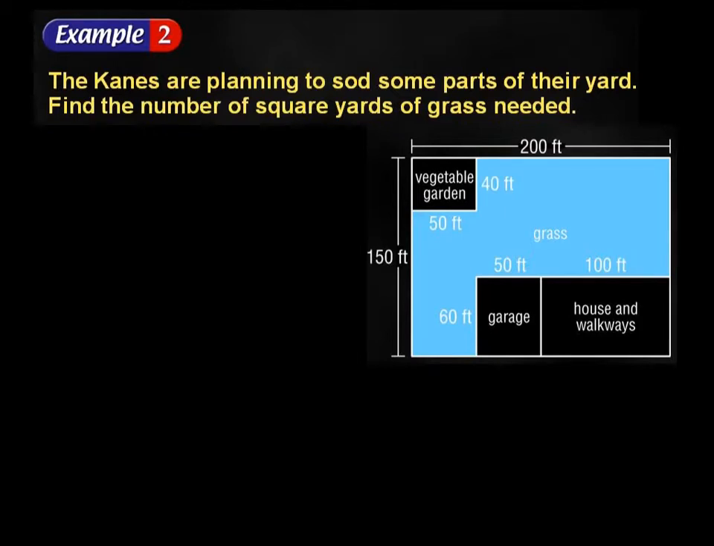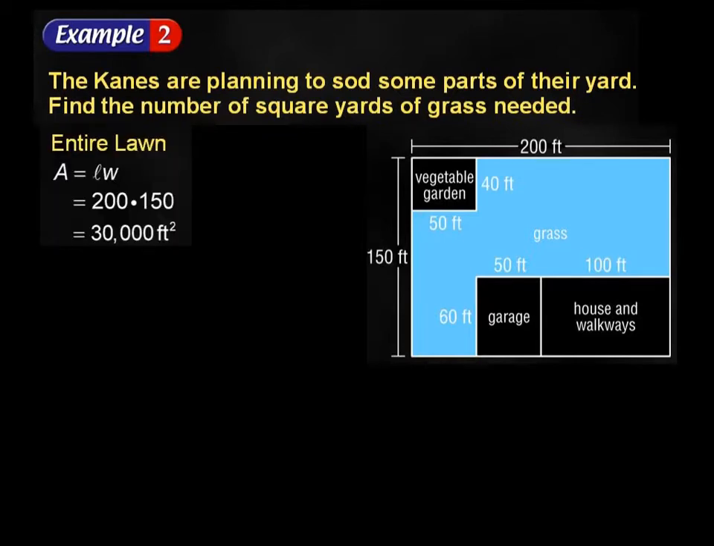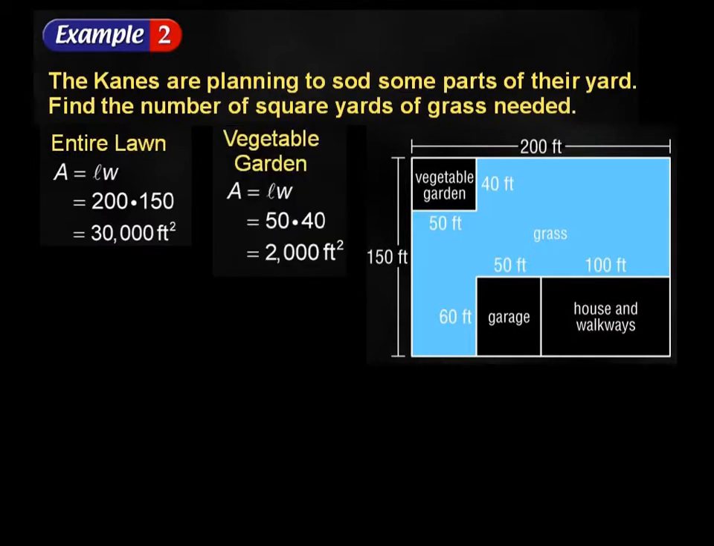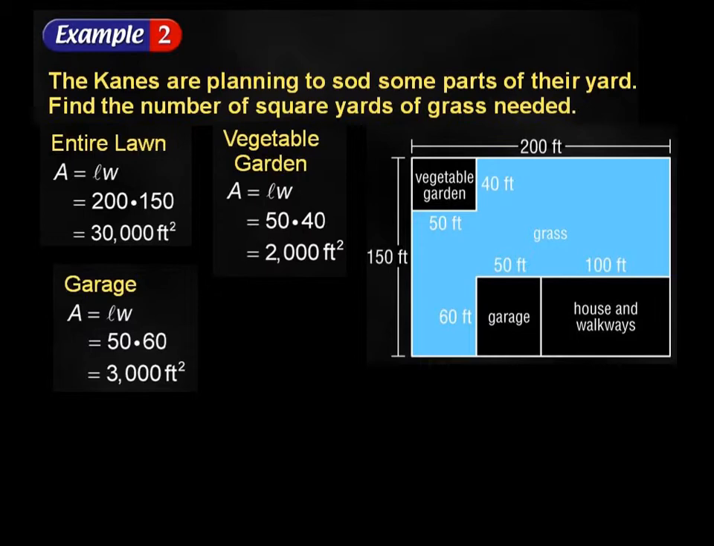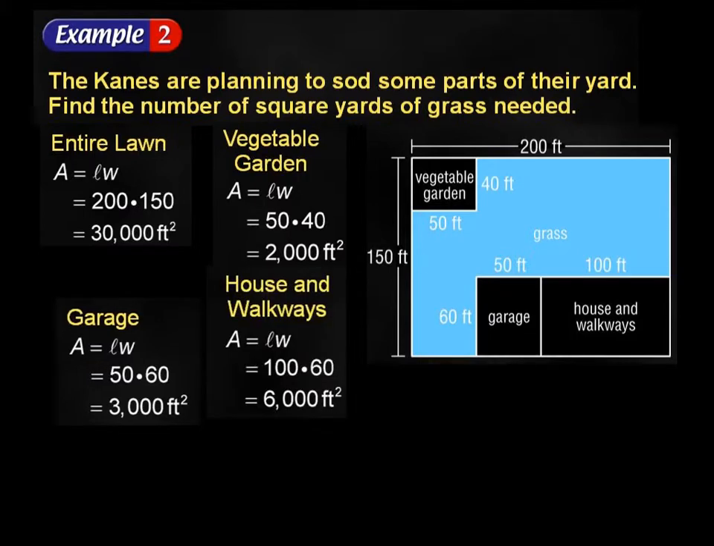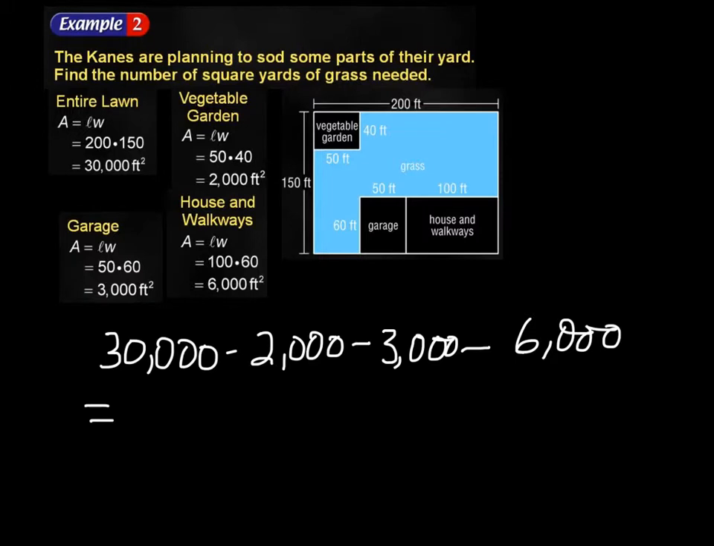The Canes are planning to sod some parts of the yard. Find the number of square yards of grass needed. So we can start with the area before they cut anything out. Length times width would be 30,000 square feet. Then we're going to have to find the area of the pieces they need to cut out. So the vegetable garden would be 2,000 square feet. The garage is another 3,000. And then the house and walkways is 6,000. So 30,000 minus 2,000 would be 28, minus 3 is 25, minus 6 is 19,000, and we were talking about square feet. Oh, but wait, they wanted it in square yards.